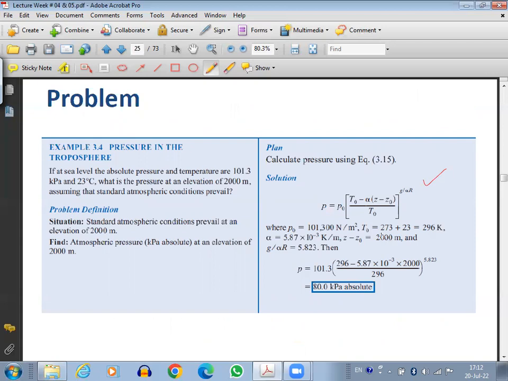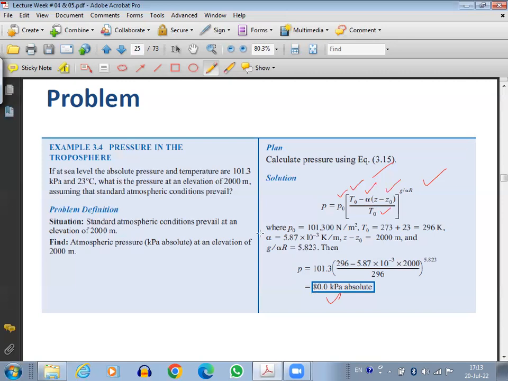Within this formula, T naught, P naught, Z naught are all constant values. They are provided to you. This formula will be provided to you. You just have to substitute the value of the specific elevation that we have, and we can get the pressure at that elevation. So Z naught, T naught, alpha, P naught are all fixed values provided. The only thing that you have to put here is Z. Even the equation will be provided to you, and so you can find out the pressure.